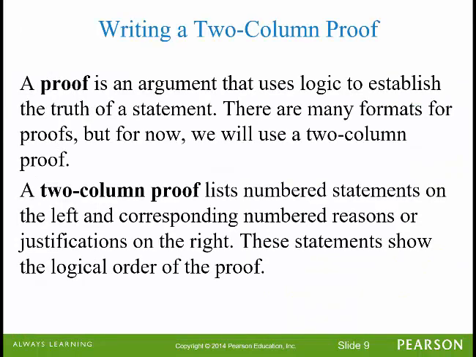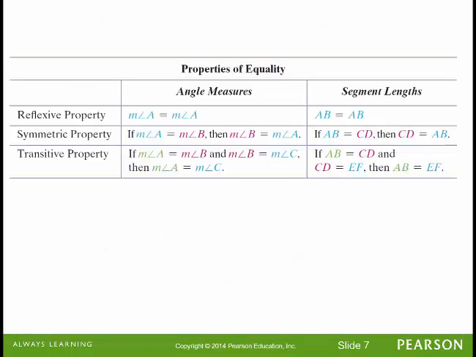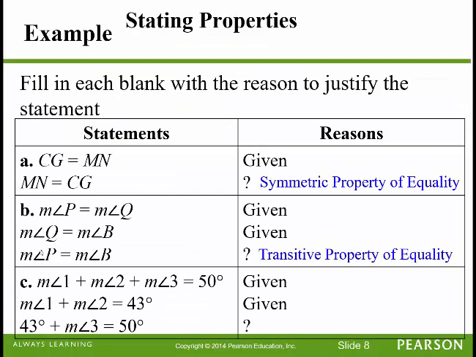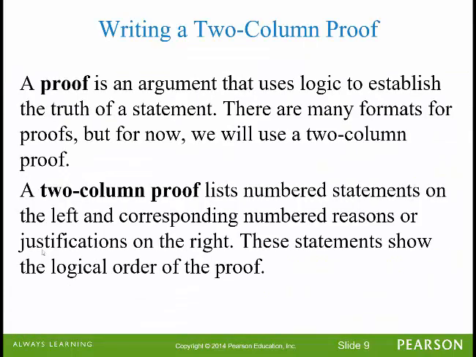All right, so I want to do some examples of writing a two-column proof now. A proof is an argument that uses logic to establish the truth of a statement. There are many formats for proofs, but for now we will use these two-column proofs, right? A two-column proof lists numbered statements on the left, just like how we were doing here, numbered statements 1, 2, 3, 4, 5, and corresponding numbered reasons or justifications on the right. These statements show a logical order of the proof.